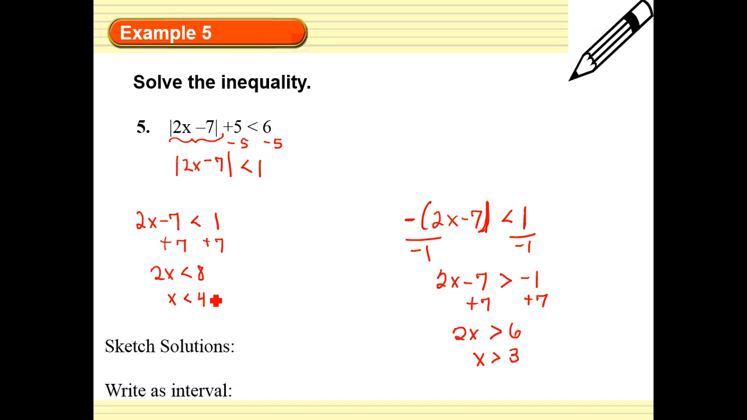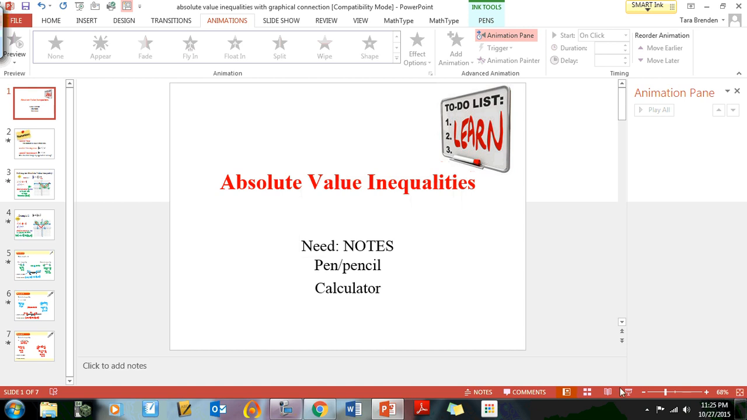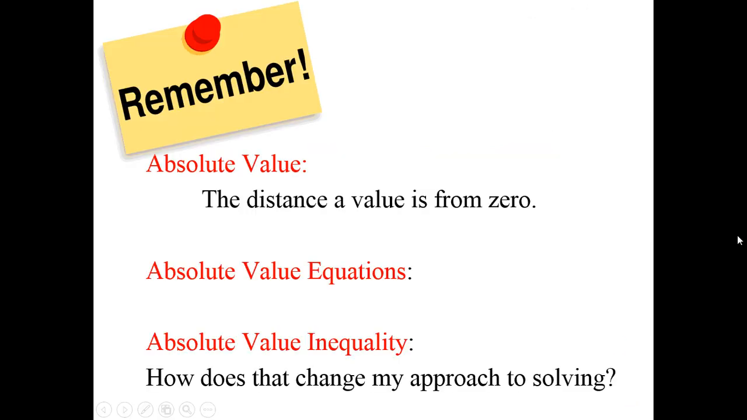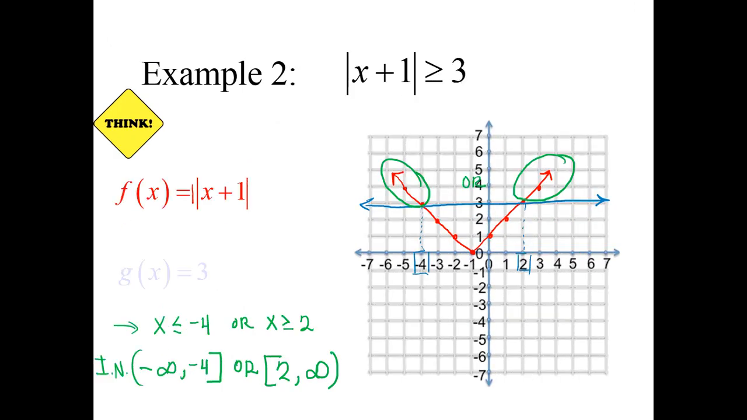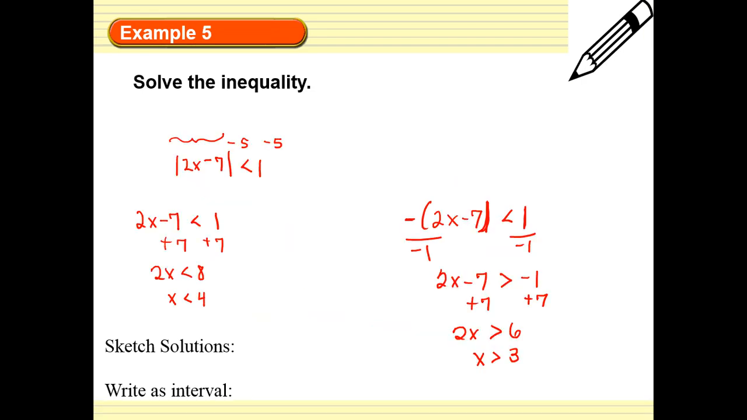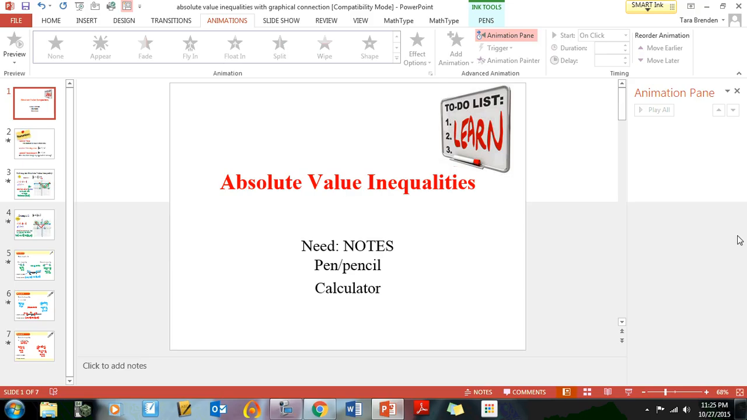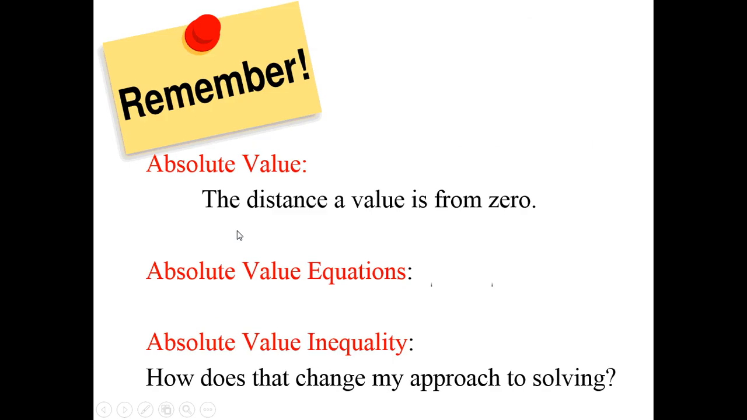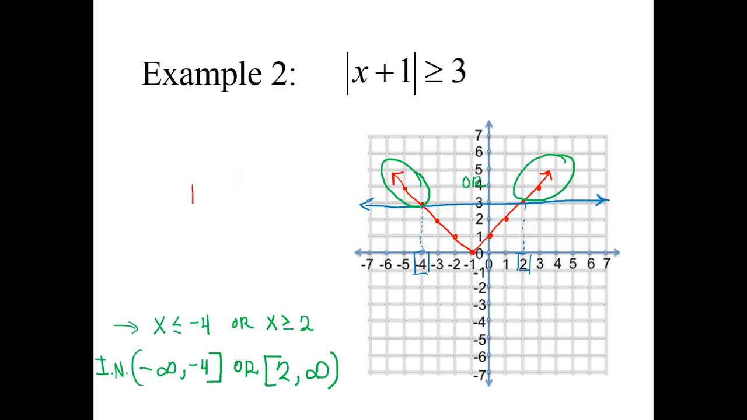So I have x is less than 4, and x is greater than 3. So I don't know if this is going to be an and or an or. Sorry, I need to go all the way back. I accidentally exited out, just like I did there again. Going too fast here.